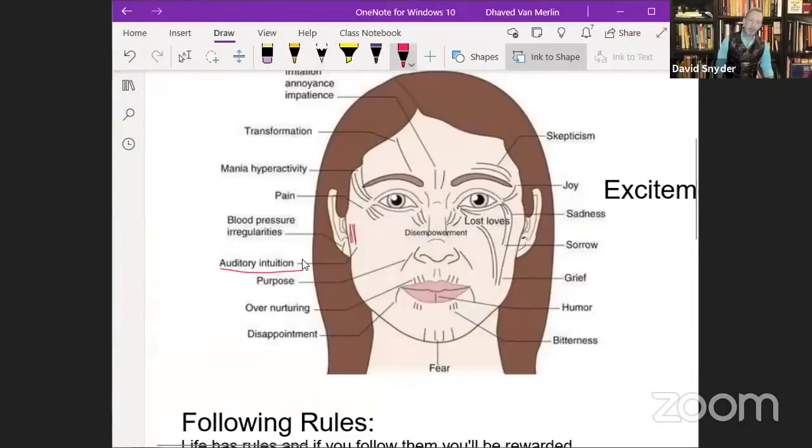And auditory intuition is really interesting because it actually starts out as a defense mechanism. It's a form of auditory hypervigilance. What that means is people with these markings almost always grew up in a household or an environment where they had to constantly be listening to what was being said around them and read between the lines, the subtext, the tonality, and infer what was safe to say, what was not safe to say.